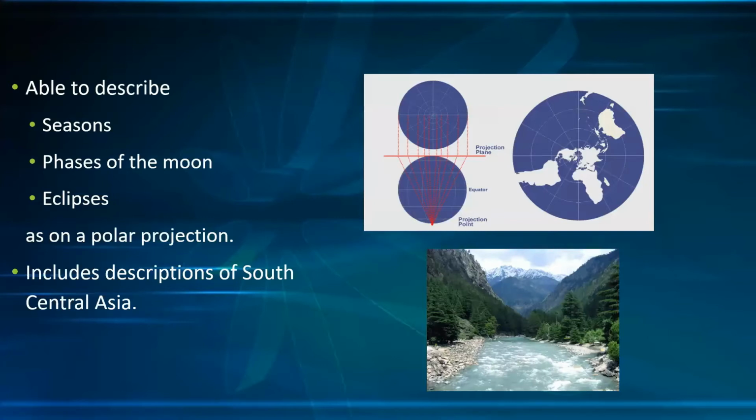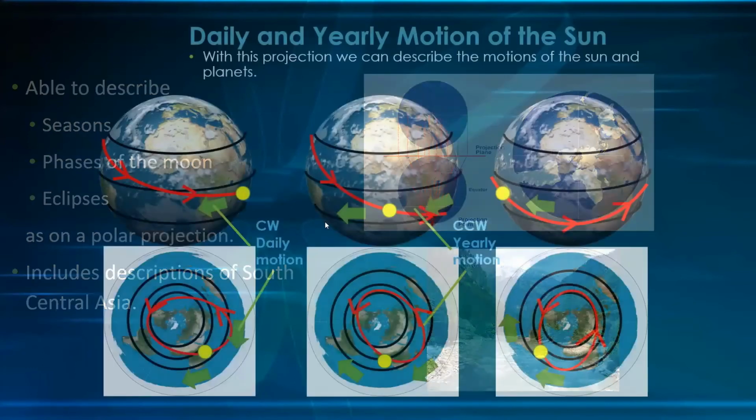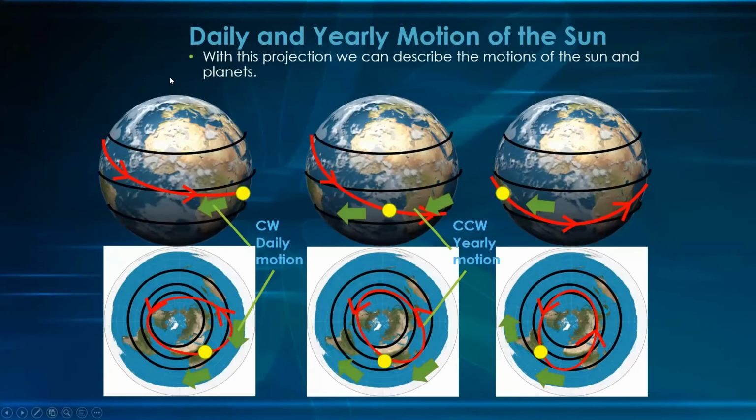Now, why do we care about that? Well, because with this map, Shukadev Goswami in the Bhagavatam is able to tell Maharaj Parikshit about things like the seasons or the phases of the moon or eclipses. It can use it for astrological reasons on this polar projection. And it also includes the descriptions of South Central Asia that we see in the Bhagavatam. The Bhagavatam tells us about the river Ganges and the Himalayas. Well, now we know where we can find it in this map.